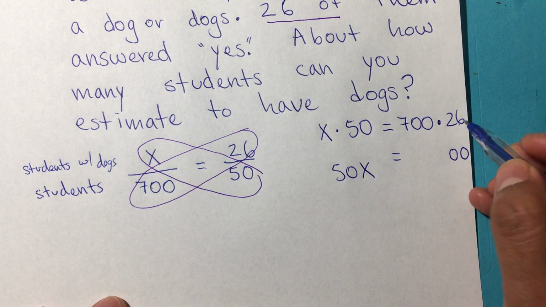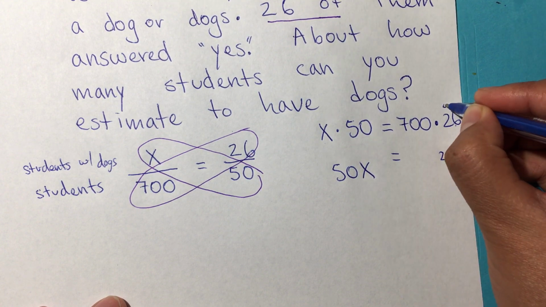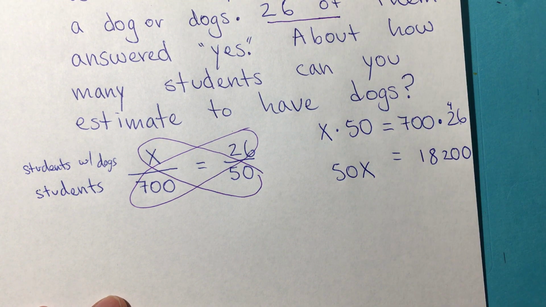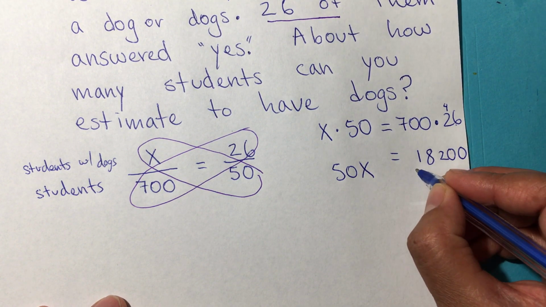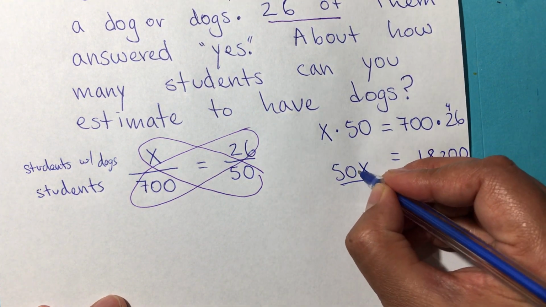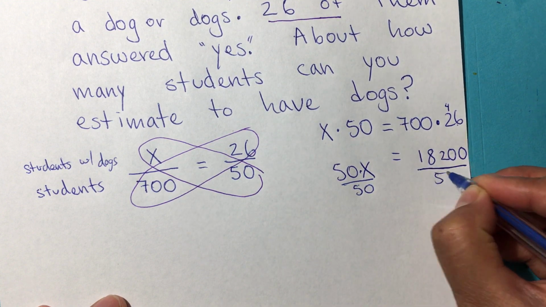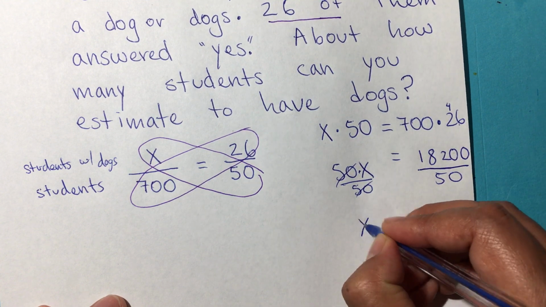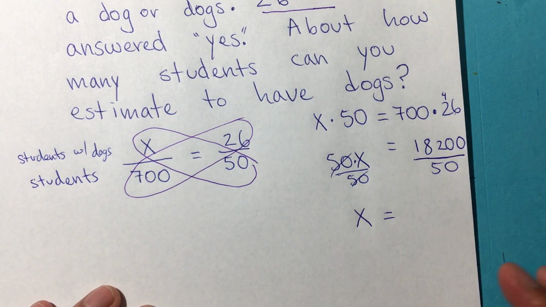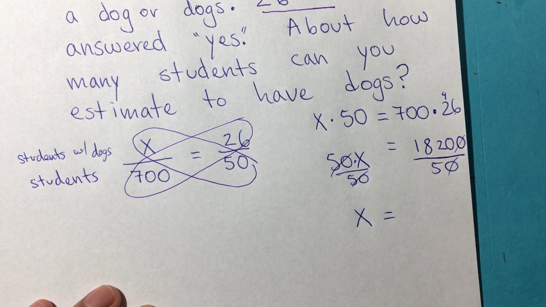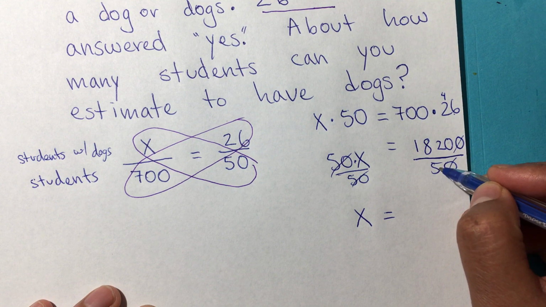And so 7 times 6 is 42, carry 4. 7 times 2 is 14, and 4 is 18. So that's 18,200. Now we're going to divide both sides by 50 because the opposite of multiplication is division. We divide by 50. This cancels because 50 divided by 50 is 1x, but we don't need to put the 1. In division, and only in division, we can cancel a 0 for a 0 in the numerator and denominator. And so we start with 18 divided by 5.